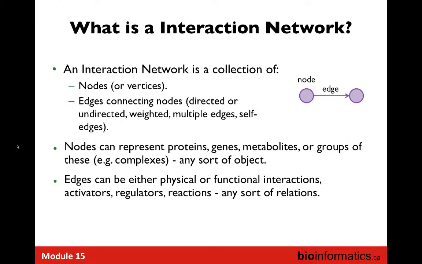Nodes can represent many different types of molecules. It can be any type of object. By far, the most common is protein-protein interactions or gene-gene interactions. But in the next slide, I'll show you some other examples. And the edges themselves can be based on any type of relationship, whether they're physical interactions, whether they participate in the same complex, they're regulators, they're part of the same reaction. Unfortunately, in the next example, I can show where things can kind of twist. Things that you would expect to be nodes can actually be reflected as edges.